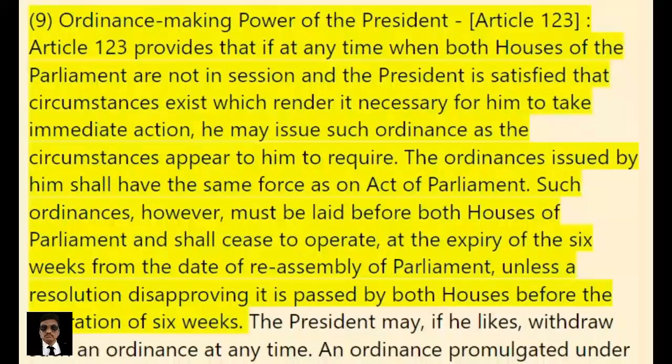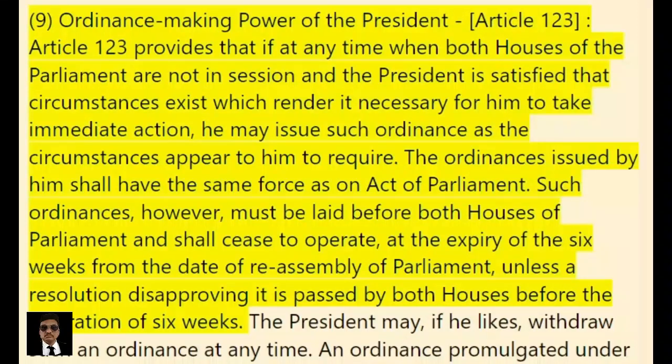9. Ordinance making power of the President. Article 123 provides that if at any time when both Houses of Parliament are not in session and the President is satisfied that circumstances exist which render it necessary for him to take immediate action, he may issue such ordinance as the circumstances appear to him to require. The ordinances issued by him shall have the same force as an Act of Parliament.